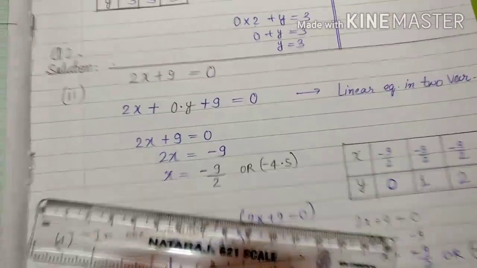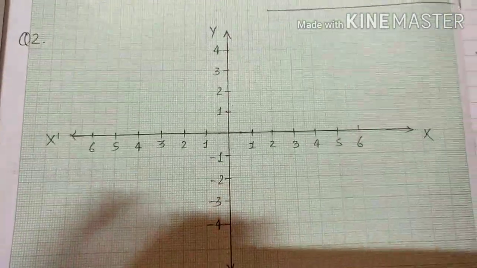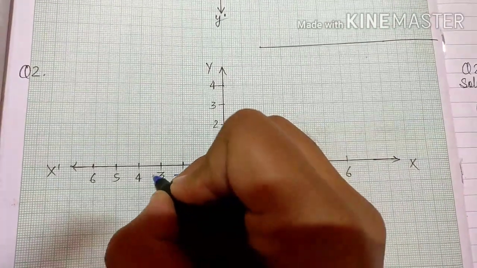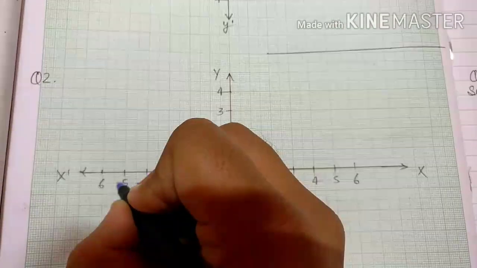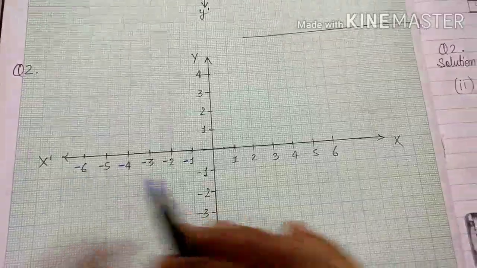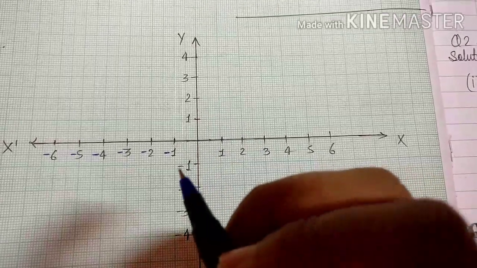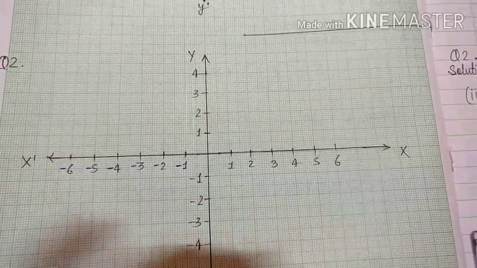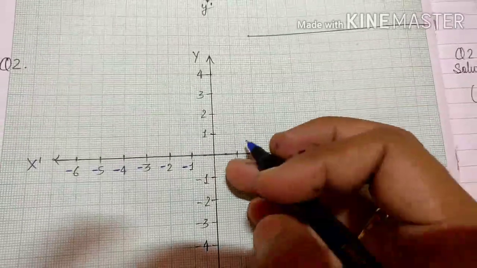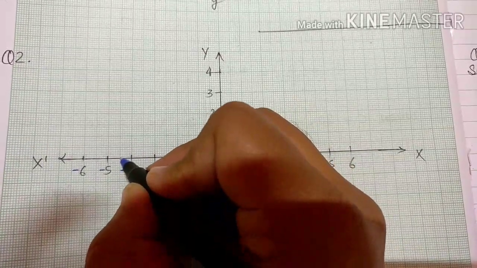So we will plot these on a graph. Let's check here. Write the minus signs on the negative side, and downside also minus. This is the y-axis and this is the x-axis. First point is minus 9 upon 2 comma 0. Minus 9 upon 2 is the x coordinate, so it means minus 4.5. So 1, 2, 3, 4, 5, it will come in between this one.